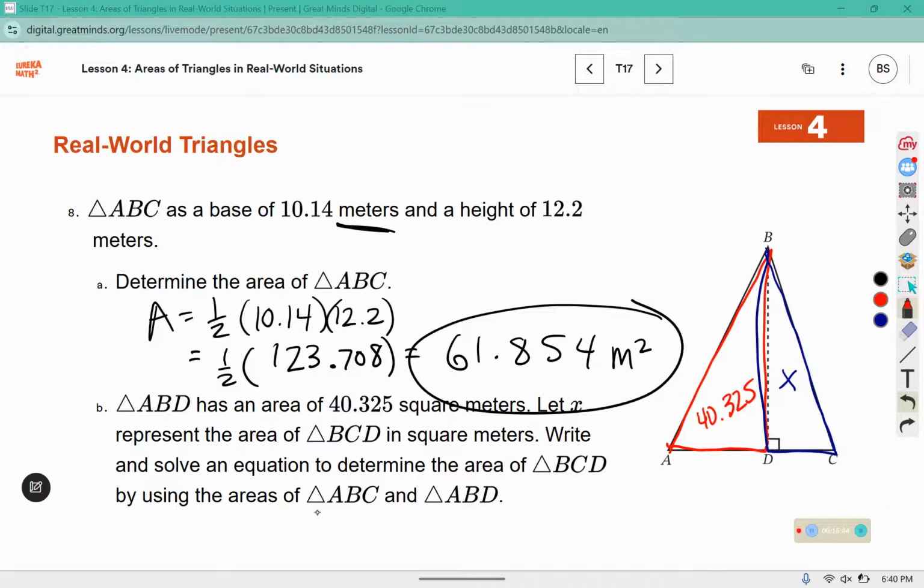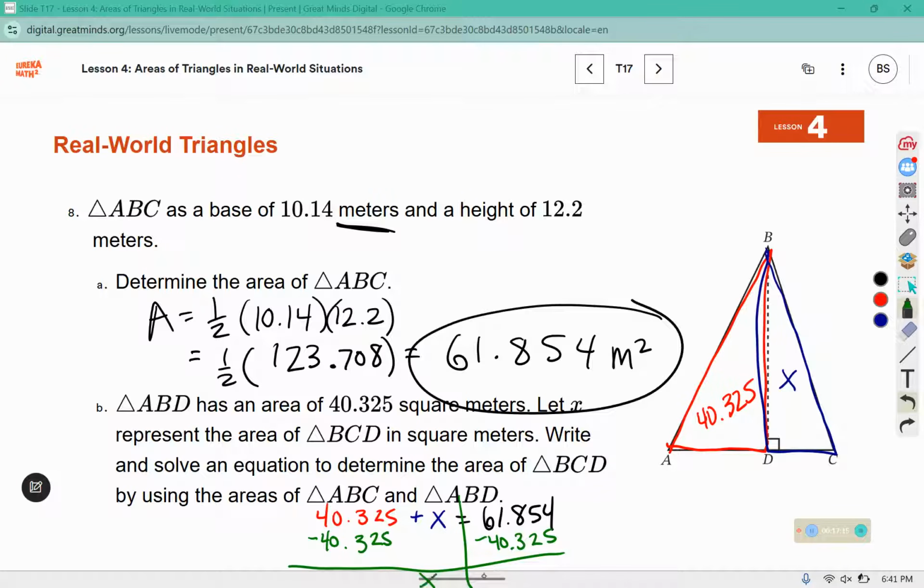Well, we know that the first part is 40.325, and the second piece of the triangle is X, and the total triangle is 61.854. So to solve this, X is being added to 40.325, so we need to subtract it on both sides. That leaves us with X, and when we subtract 40.325 from 61.854, we get 21.529, still in square meters or meters squared.